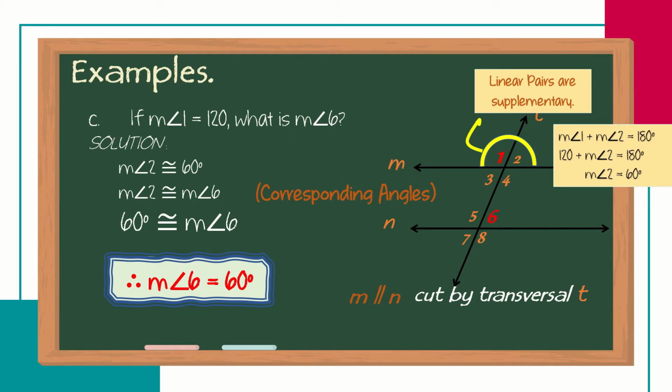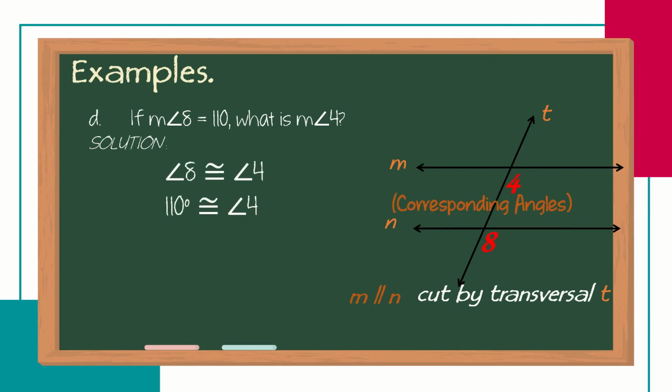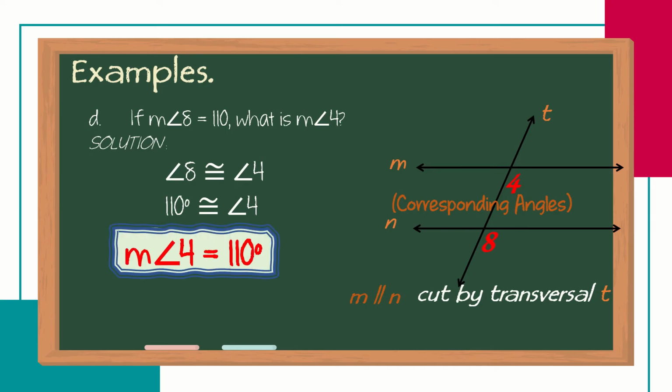Next, for item D, if the measure of angle 8 is equal to 110 degrees, what is the measure of angle 4? Angle 4 and angle 8 are corresponding angles, and again, corresponding angles are congruent. Therefore, angle 8 is congruent to angle 4. And since the measure of angle 8 is given, which is 110 degrees, therefore, the measure of angle 4 is also equal to 110 degrees. Way to go, grade 8 learners! We are now on item E.